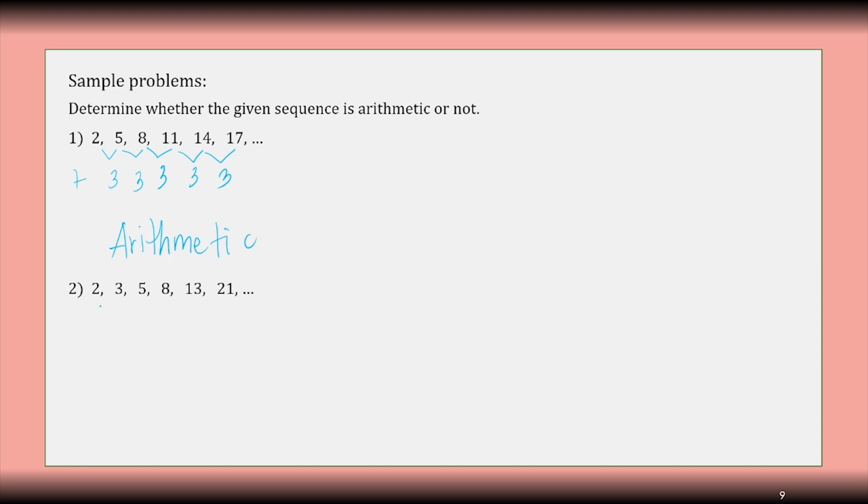So, in number 2, ang difference ng ating 3 and 2 is 1. 5 and 3 is 2. Then, 8 and 5 is 3. So, dito pwedeng tumigil na kayo, pero papakita pa rin naman natin. Then, 13 and 8 is 5. Then, 21 and 13 is 8. So, dito, wala silang common difference. So, we have a difference, pero magkakaiba. So, that means that is not an arithmetic sequence.